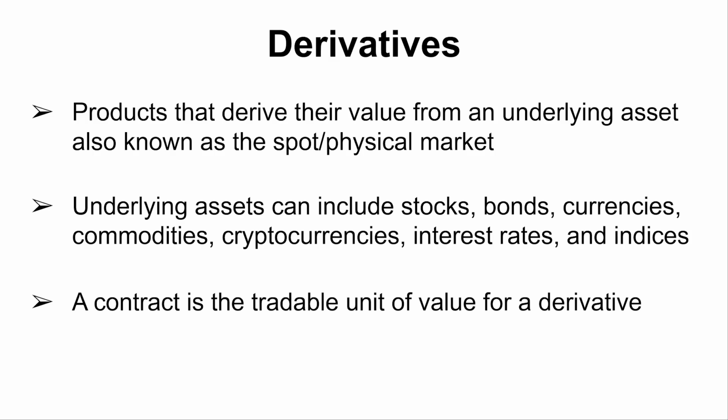Now, the things that I just named, stocks, bonds, currencies, commodities, cryptocurrencies, interest rates, indices, these are all underlying assets. You're asking yourself, well, what does underlying asset mean? It's simply the asset that the derivative is getting its value from. This can often be called the spot market or the physical market.